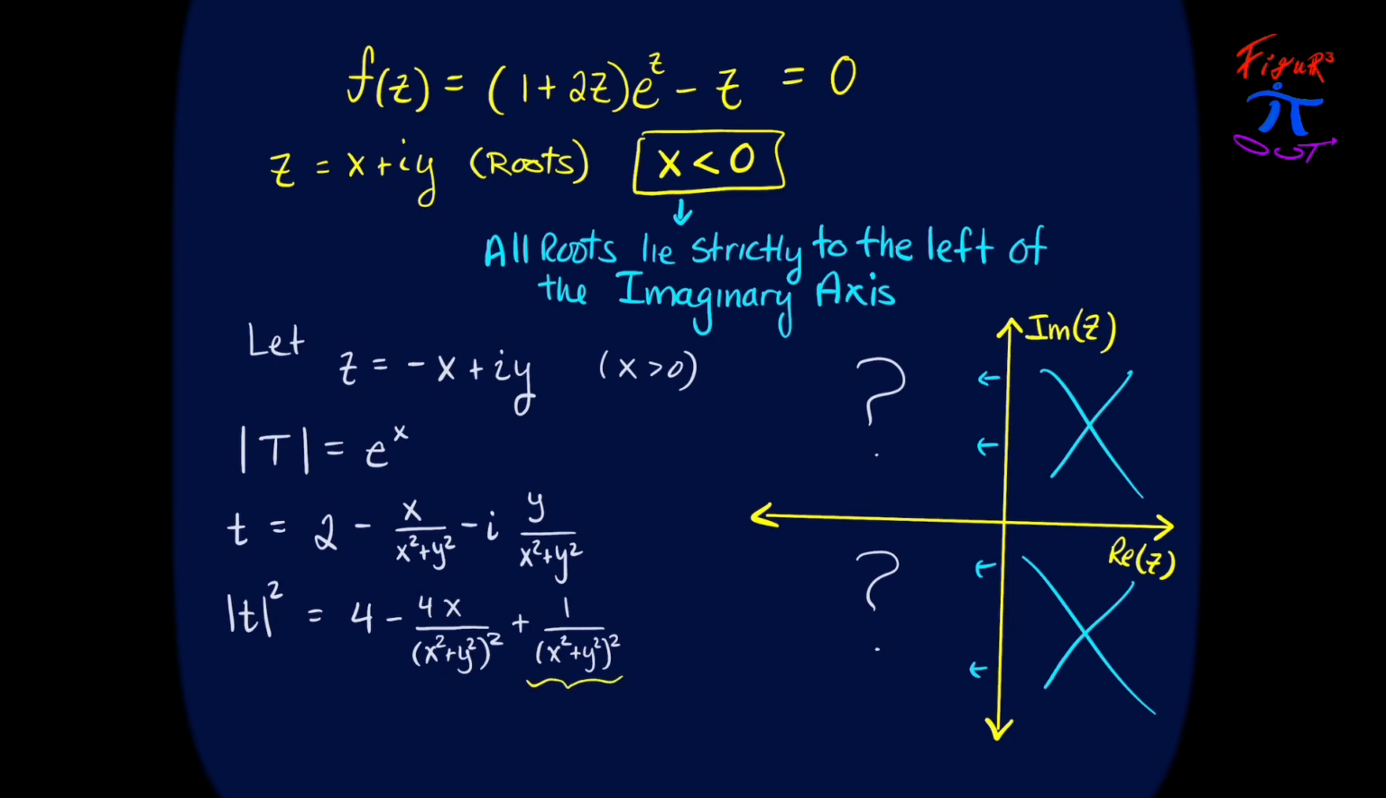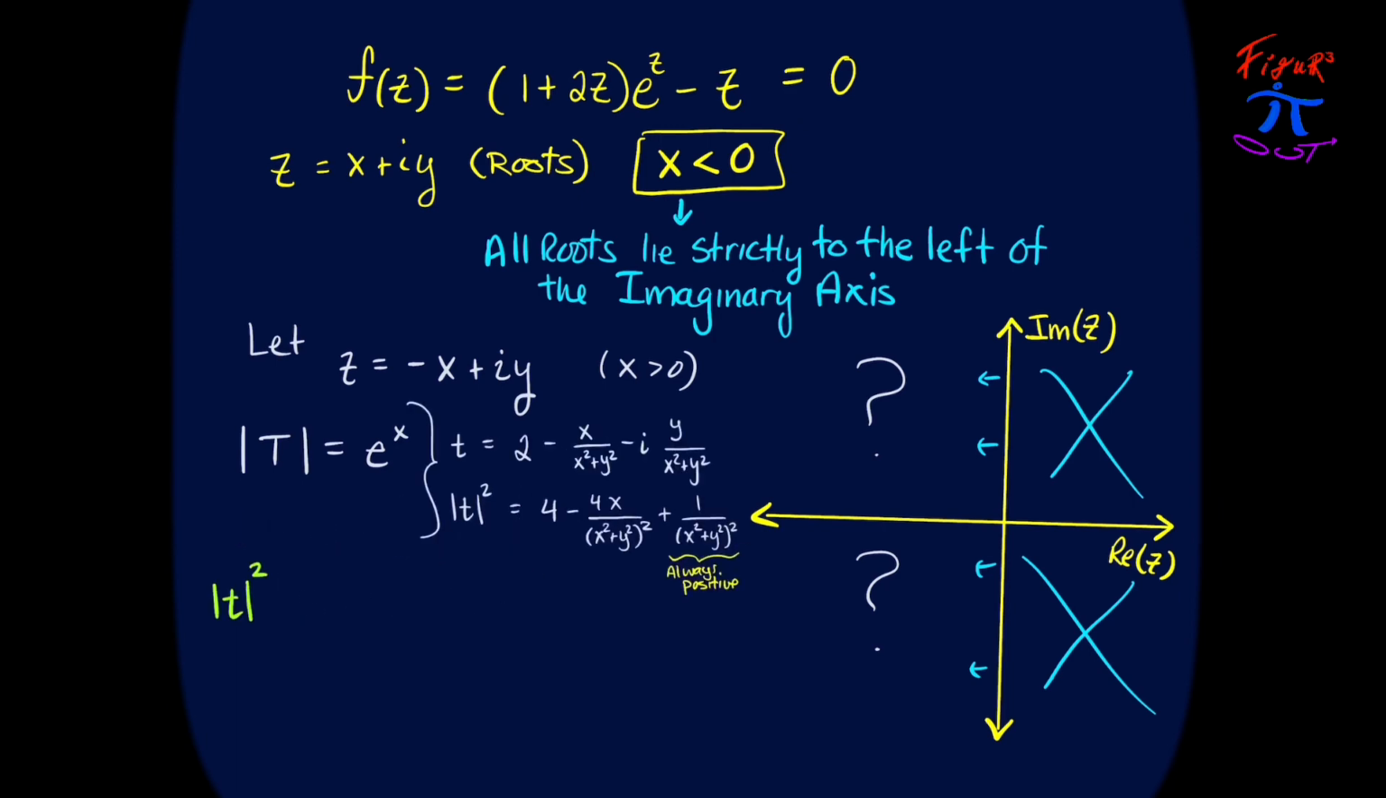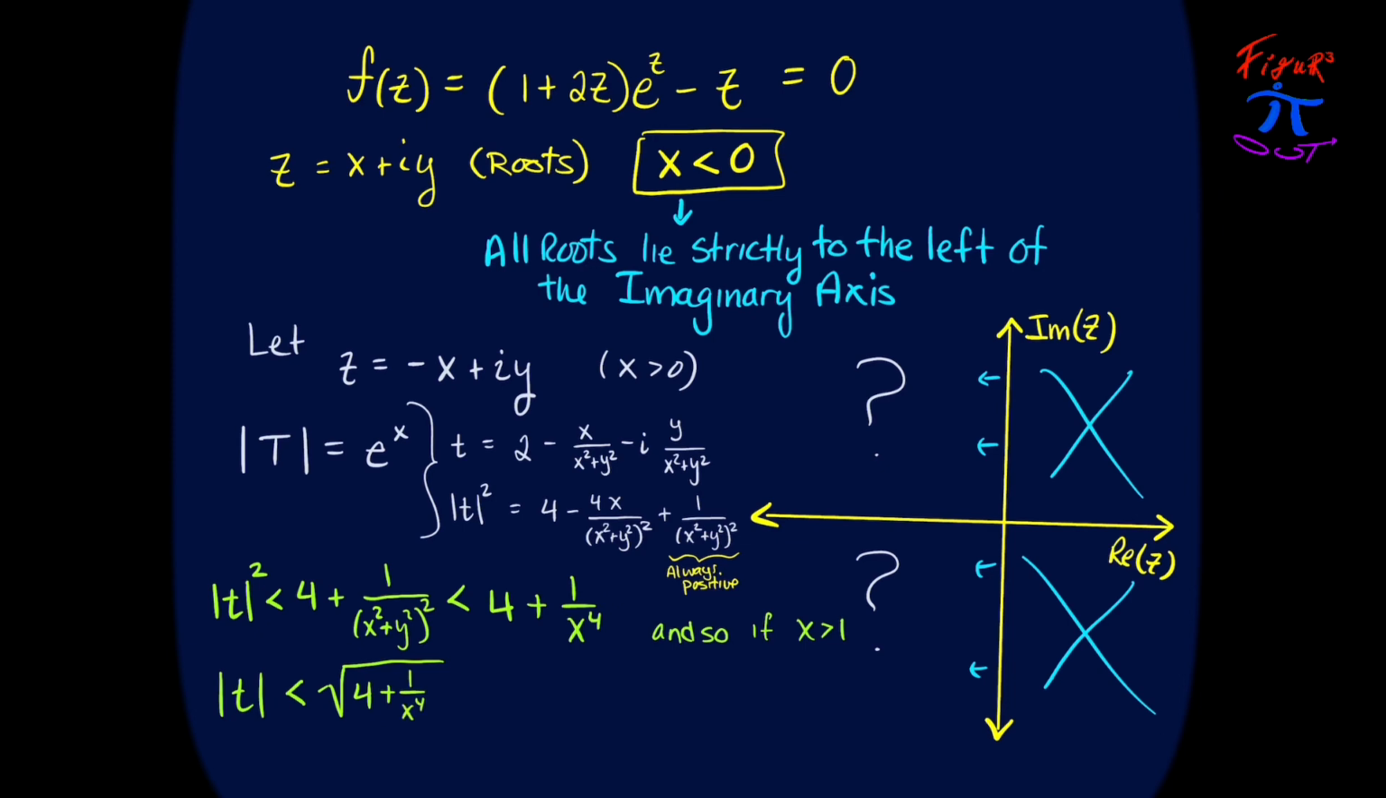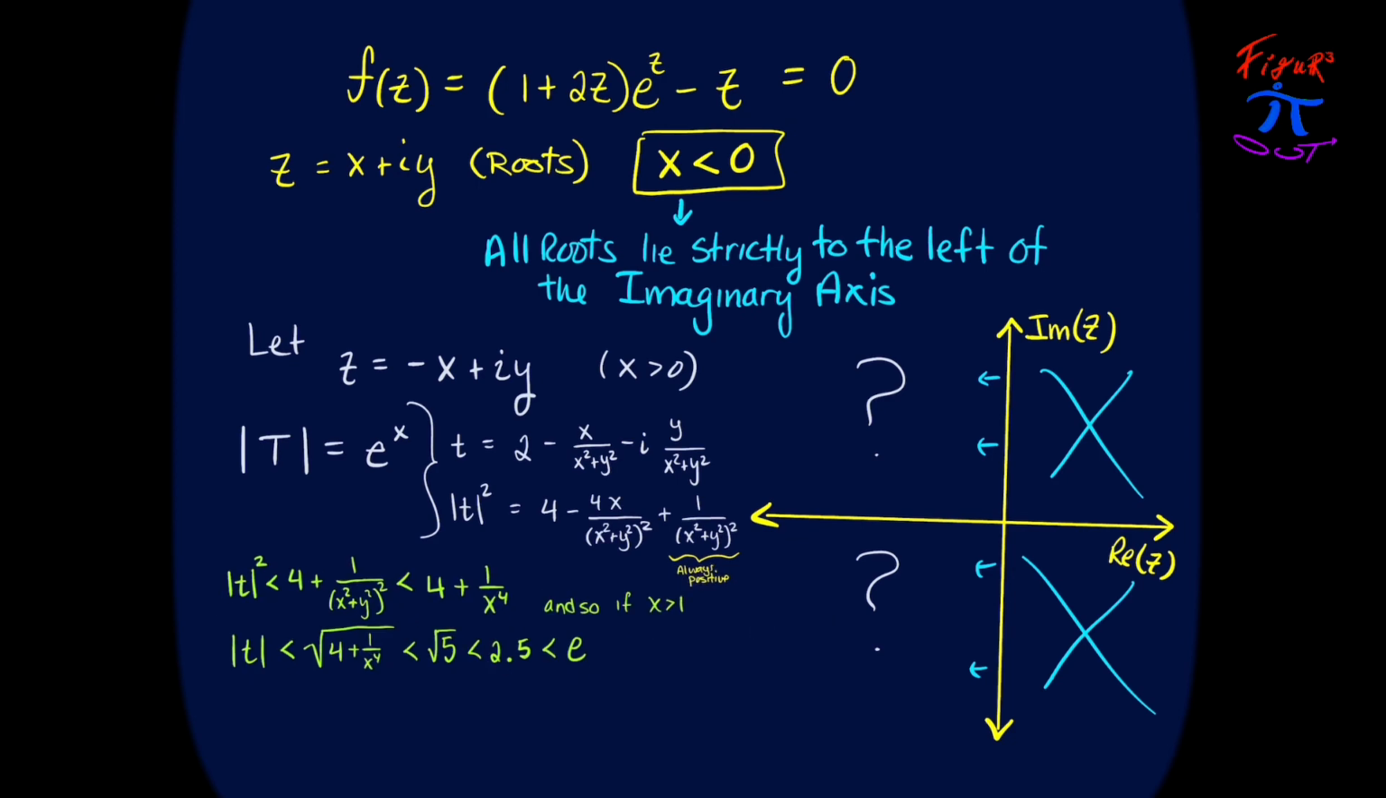And what we can observe about that expression is that that last term is always positive. So we can make an argument here that the square of lowercase t is less than 4 plus that positive value, which is less than 4 plus 1 over x to the fourth, which would be larger than (x squared plus y squared) squared. And so if x is greater than 1, the absolute value of lowercase t would be less than that square root, which would be less than the square root of 5, which would be less than about 2.5, which would be less than e.